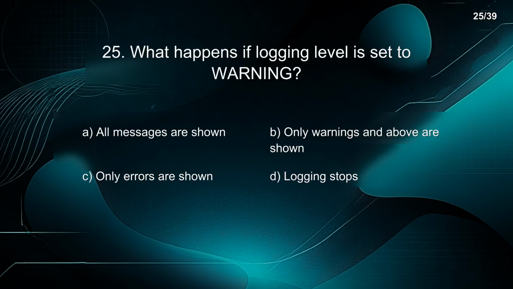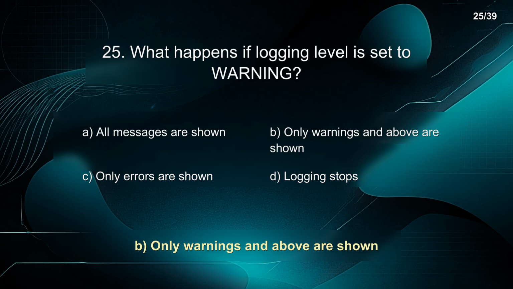25th question. What happens if logging level is set to warning? A. All messages are shown. B. Only warnings and above are shown. C. Only errors are shown. D. Logging stops. Correct answer is B. Only warnings and above are shown.